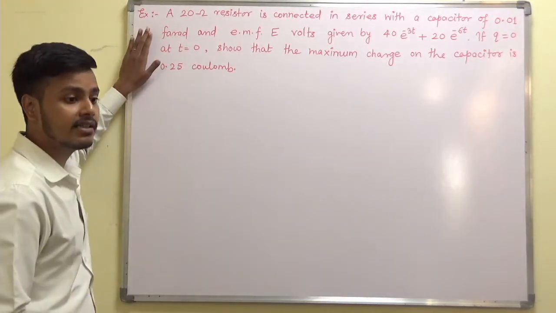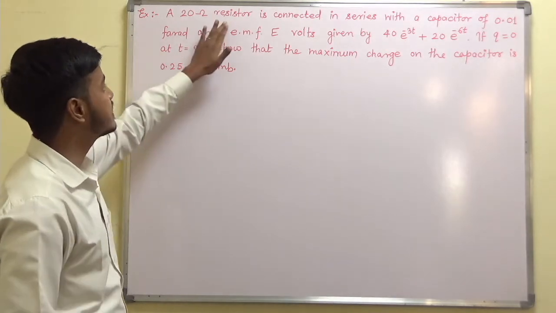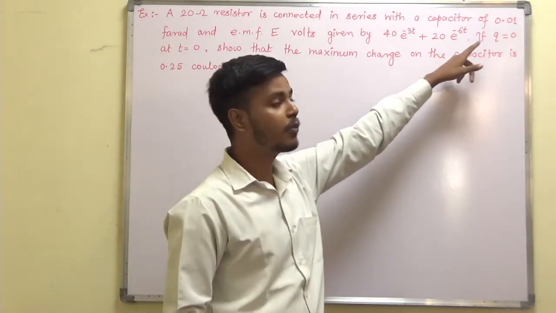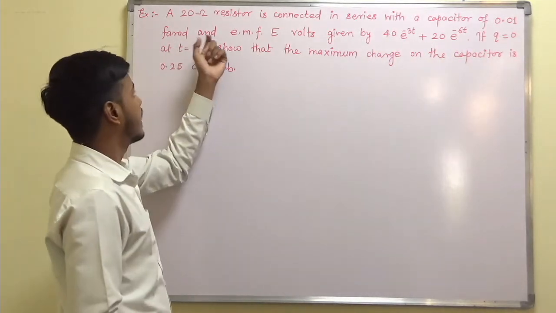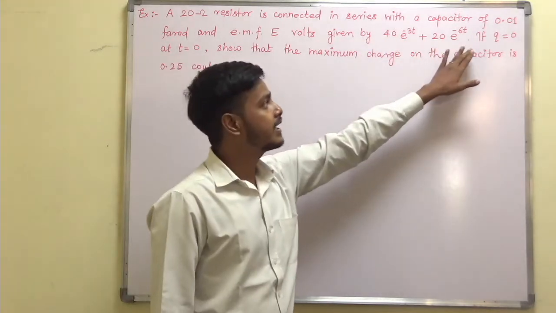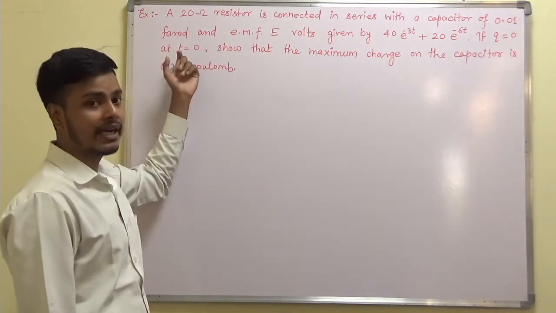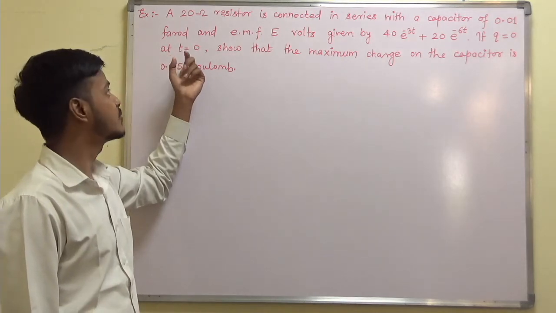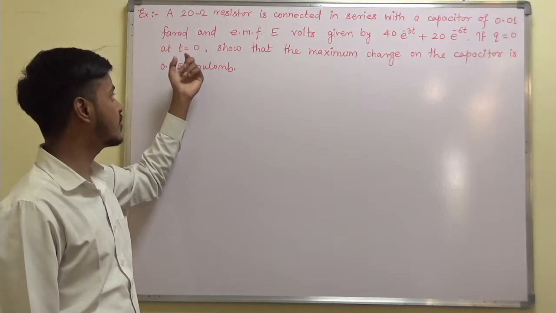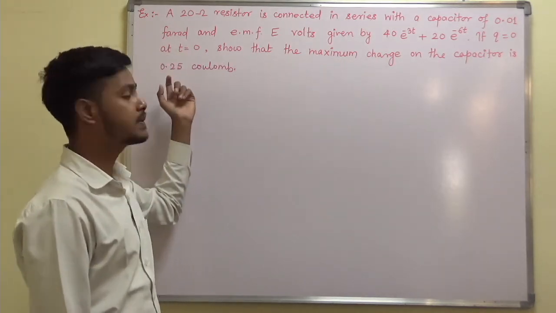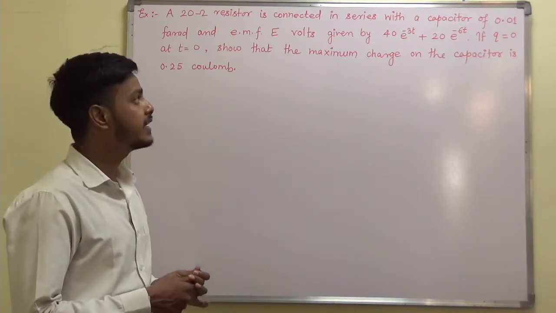This says a 20 ohm resistor is connected in series with a capacitor of 0.01 farad, and the EMF E volt is given by this. If Q is equal to 0 at T equal to 0, this is the condition which we will be using to get the value of the arbitrary constant. Then show that the maximum charge on the capacitor is 0.25 coulomb.